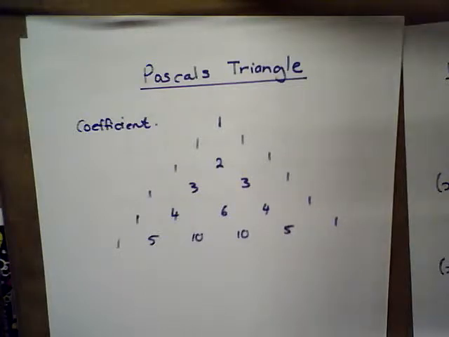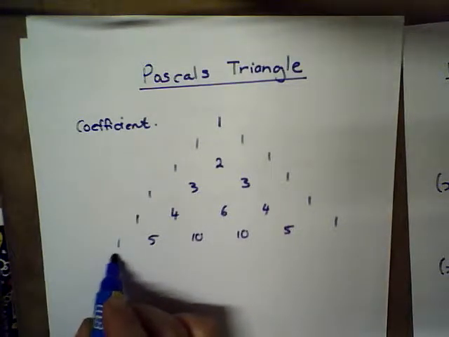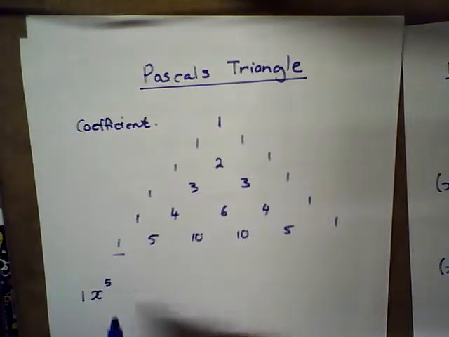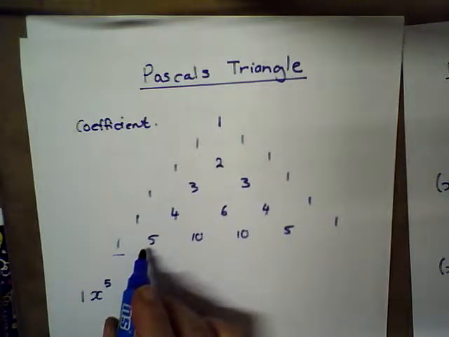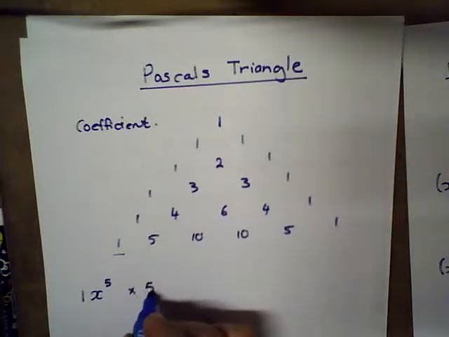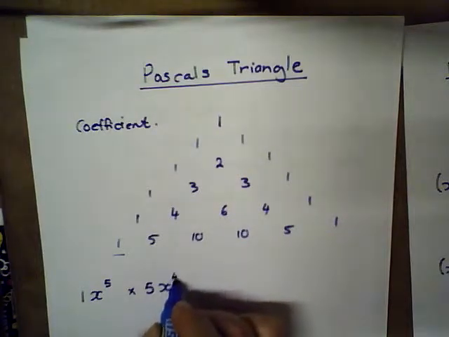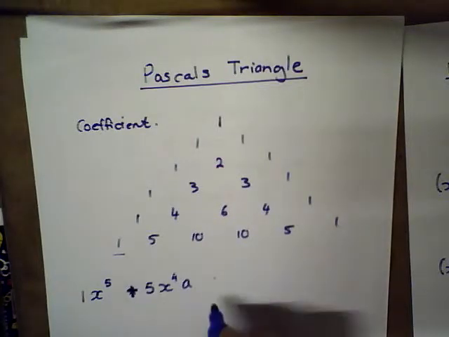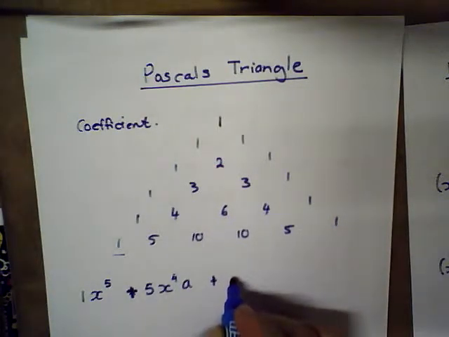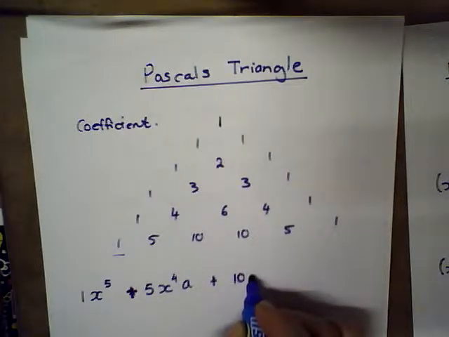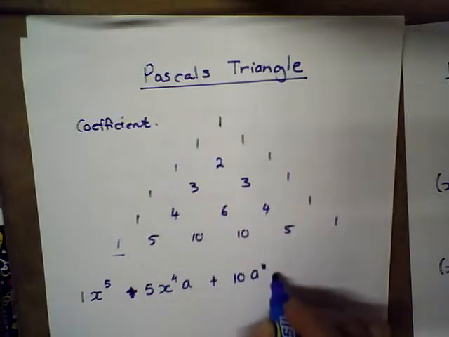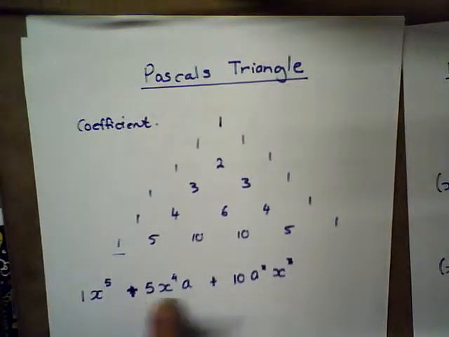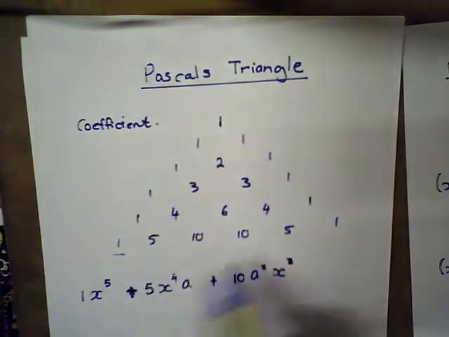So if I look at this, my leading term would be 1. So I can now say it would be 1x to the fifth power. Then the coefficient there for the next term would be 5, 5x to the fourth power a, plus the next term would be 10 times a squared x cubed, and so forth. So those coefficients can be worked out by Pascal's triangle.